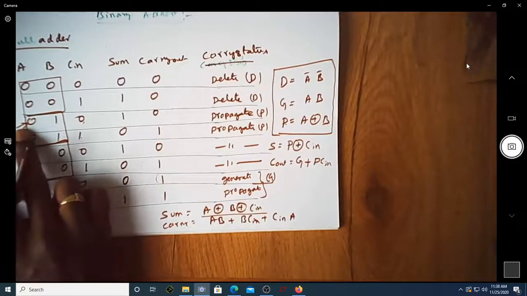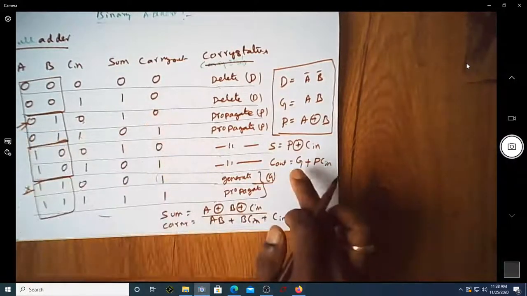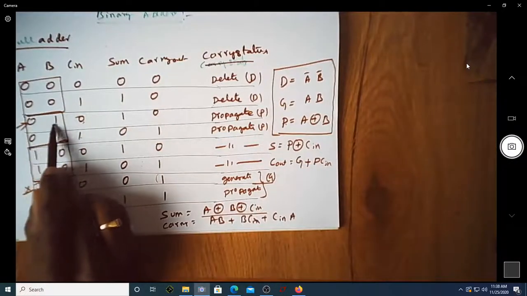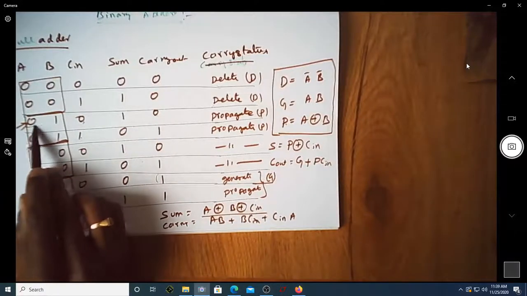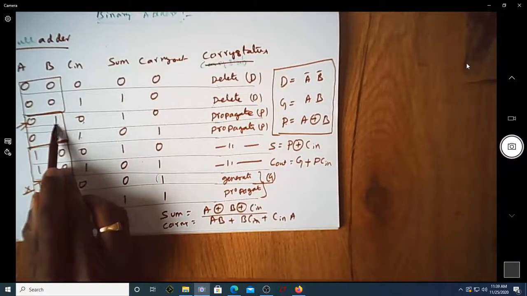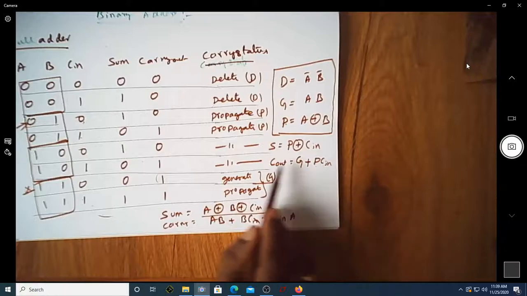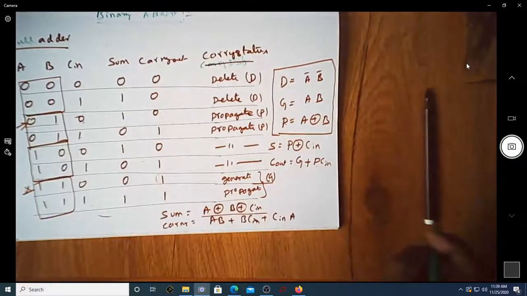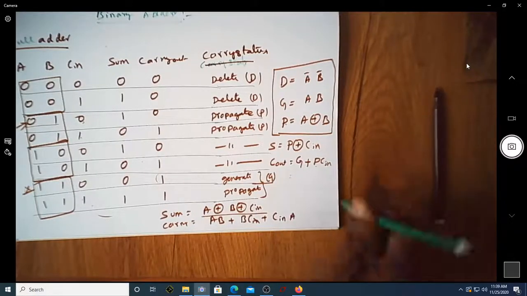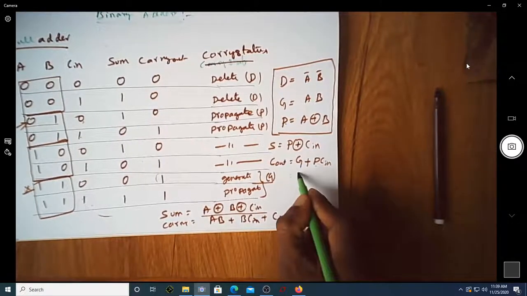So if you want to get the expression for carry out in this form, what is the value of G here? Because G is nothing but A and B, so for this combination G is equal to 0. So this is 0 plus what is P? P is equal to 1.